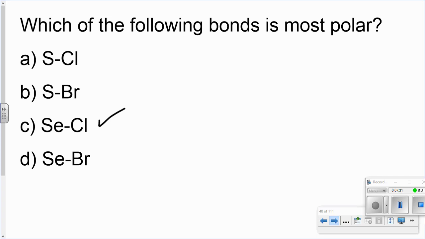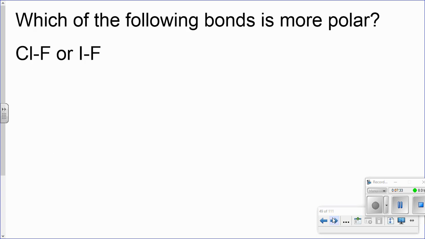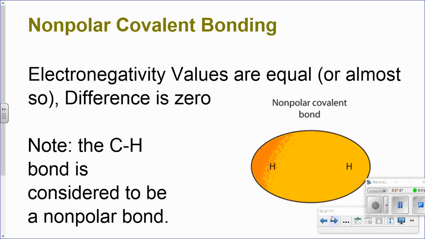Which of the following bonds is more polar? Now we're looking for a distance of separation here. So CIF is polar, but IF is more polar. Greater separation on the periodic table means a greater electronegativity difference.